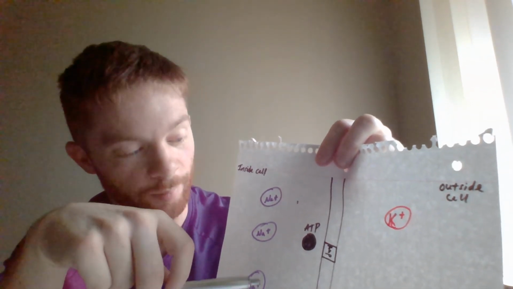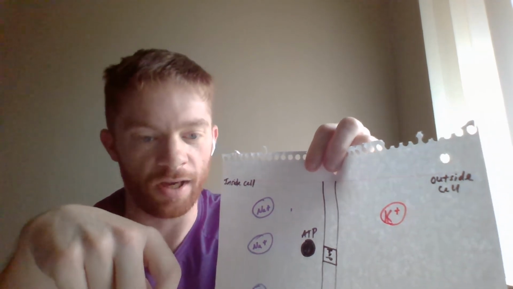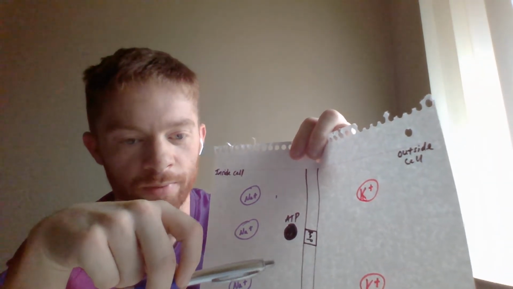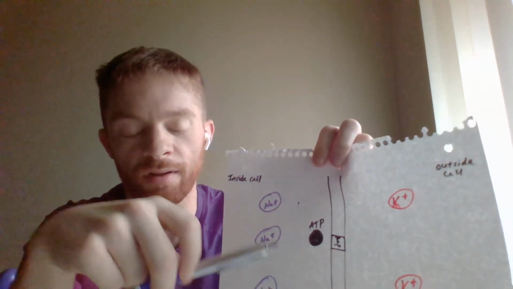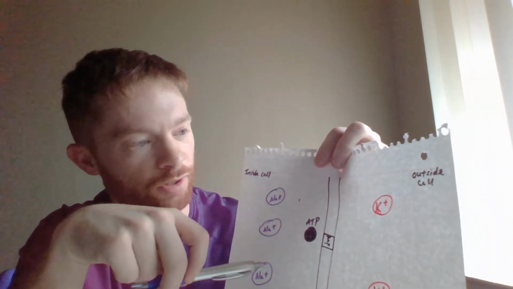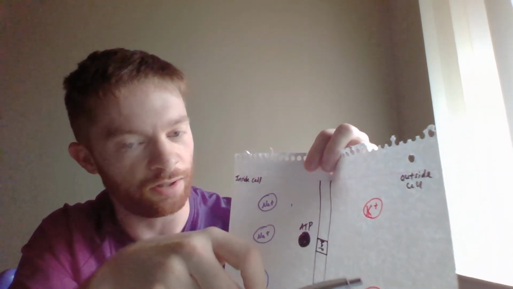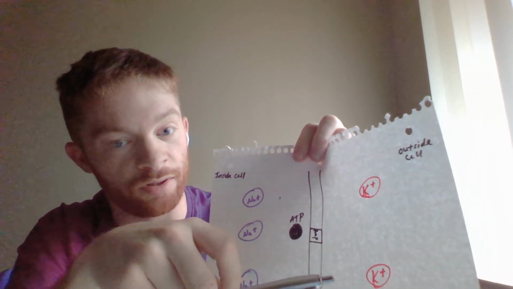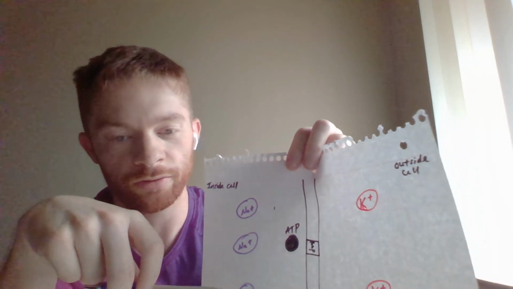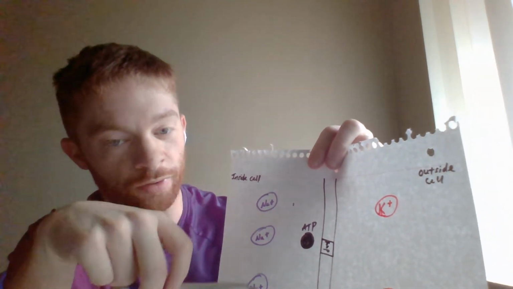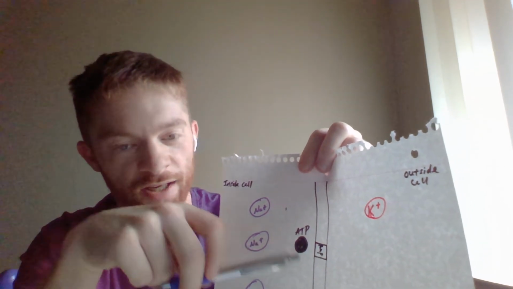So basically what's going to happen is the sodium-potassium pump, the three sodiums are going to bind to the pump with ATP, and then the pump is going to change shape, and the three sodiums are going to go outside of the cell, while at the same time the two potassiums are going to be entering the cell.